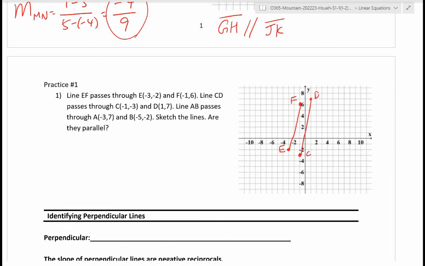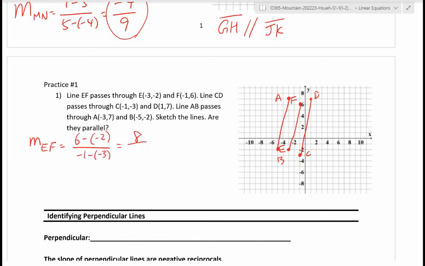CD, -3 and 7 is right here. This is A, -5 and -2 is right here, and this is B. Oh, actually, I don't know anymore. Let me just calculate. The slope of EF is going to be 6 minus -2 over -1 minus -3.